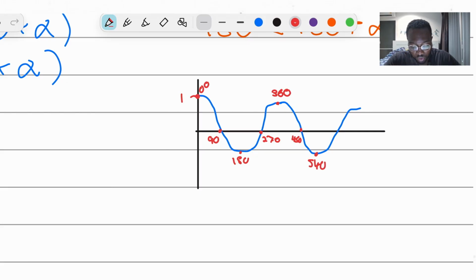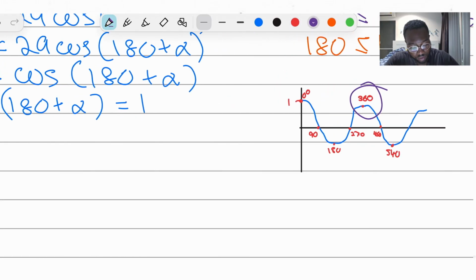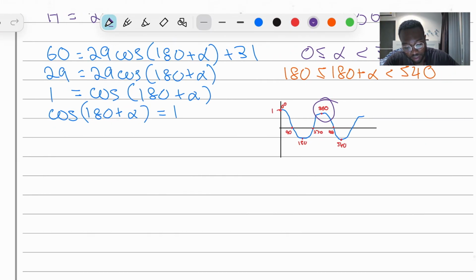If we look between 180 and 540, there's only one point that's going to be equal to 1. That is our 360 hit. So that means that 180 plus alpha is equal to 360. Therefore, our alpha value is simply 180.